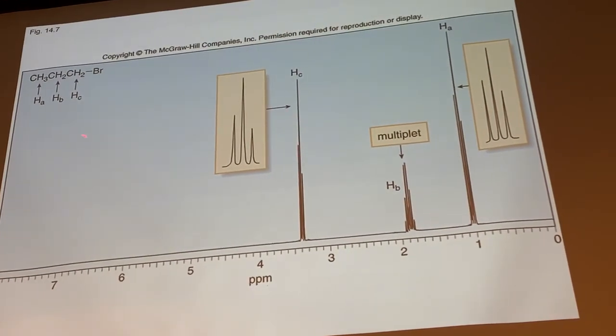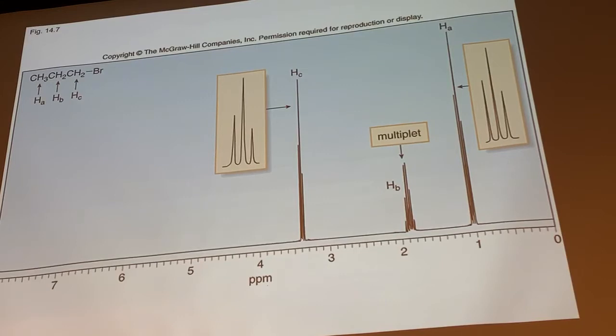Let's do the easy ones first. HA is going to be a triplet. We see that right here. HC is also going to be a triplet. We see that right here. We know this is HC because it's de-shielded due to the impact of the bromine.